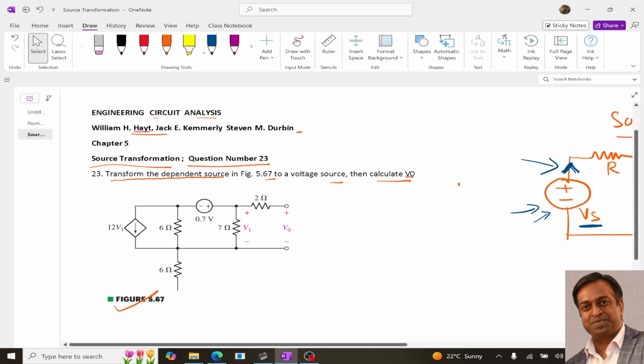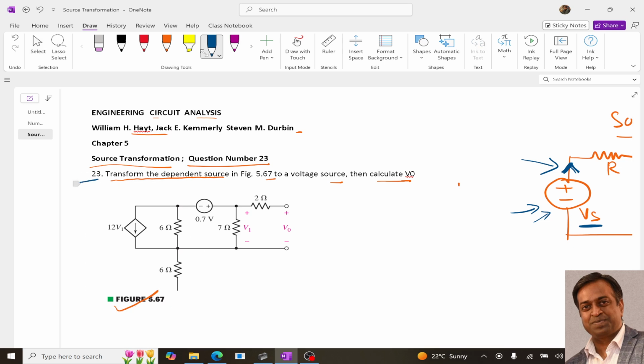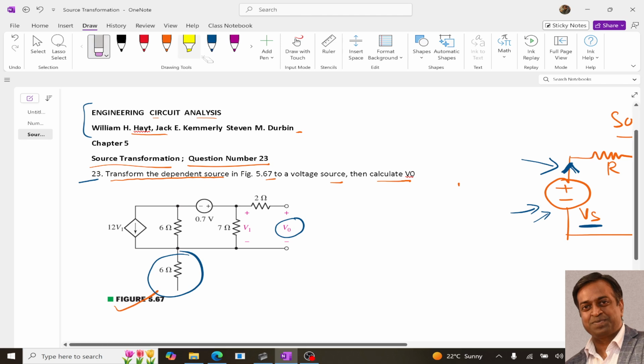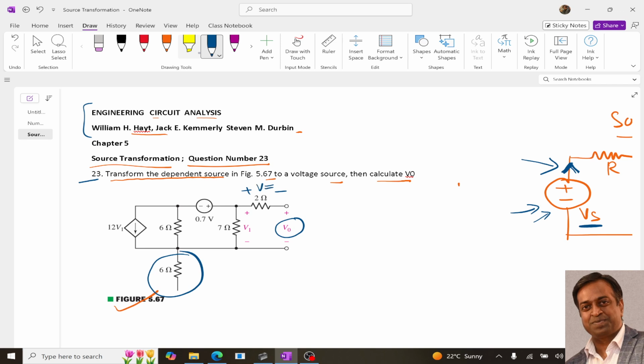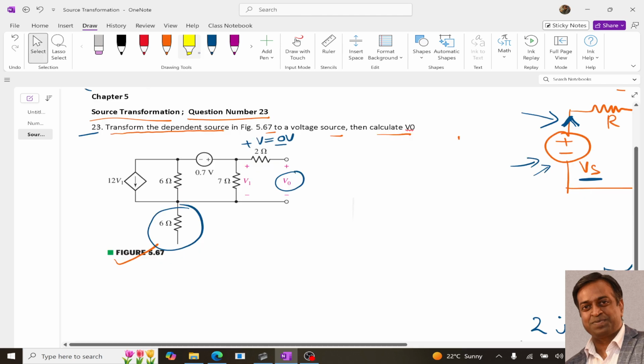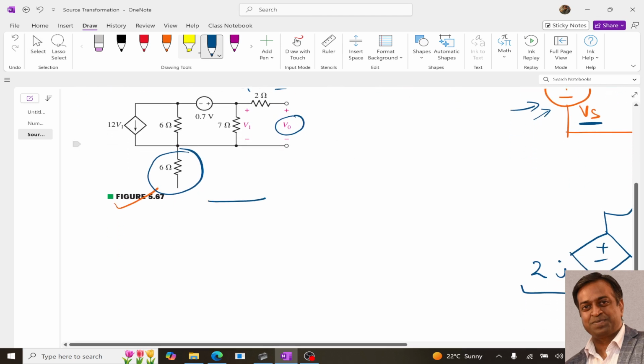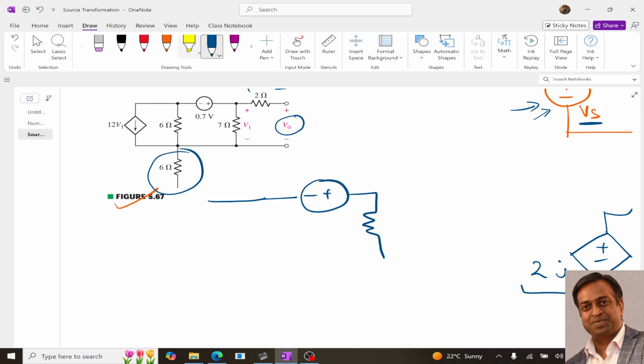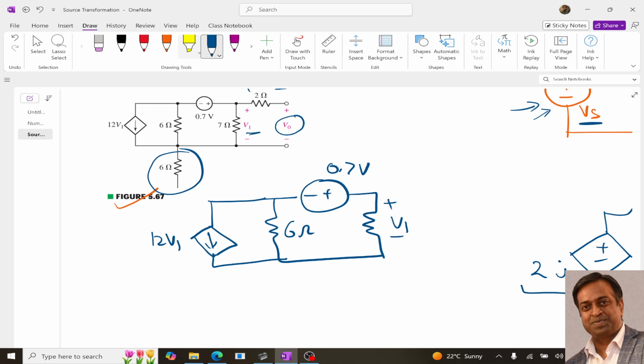Now let me tell you how we can apply source transformation in question number 23 of this book. Over here, this particular branch is open, so no current is going to flow here. And what we need to determine is this V0. This 2 ohm resistor is also disconnected, meaning no current is coming towards the 2 ohm, so the voltage across it will be 0 volt. So if I redraw this circuit, it is simply a 6 ohm, a 0.7 volt source, and 12 V1. And what is V1? V1 is the voltage across this 7 ohm.